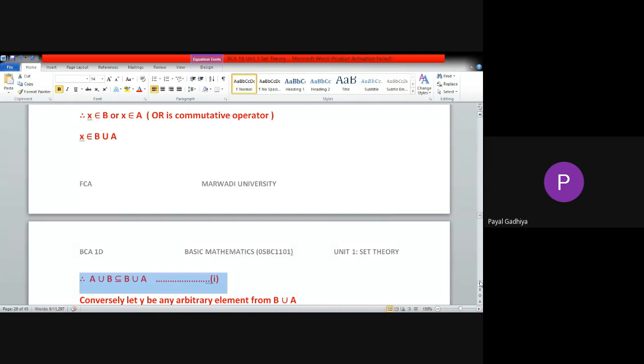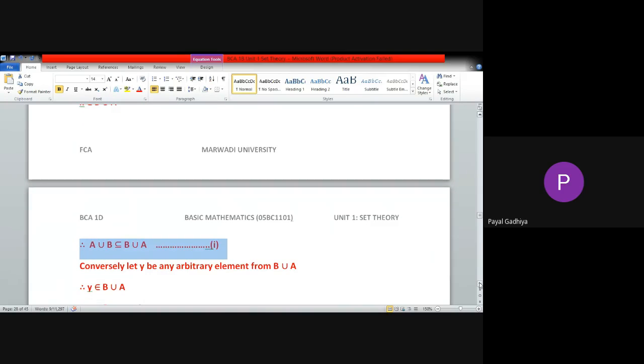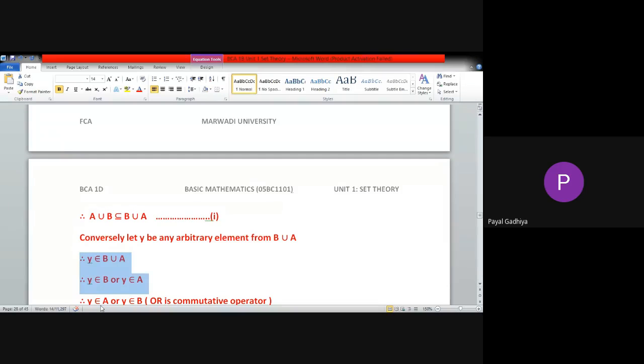And in the same way we will take the converse. Conversely, let Y be any arbitrary element from B union A. So now we are taking the element in the second set, which is B union A. Y belongs to B union A means Y belongs to B or Y belongs to A.